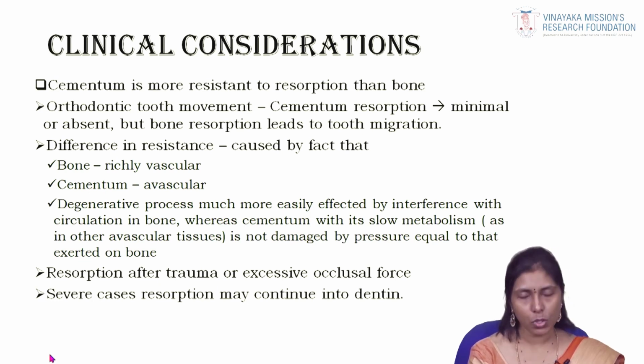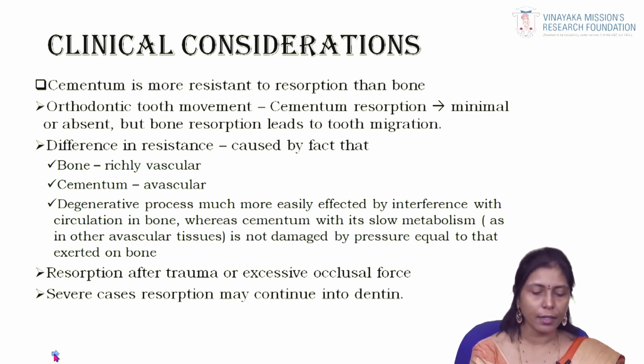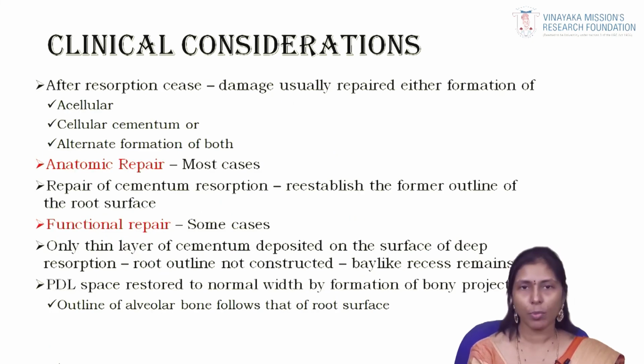Severe cases of resorption may continue to dentin. So, if there is going to be resorption, what is going to happen? It is going to be followed by repair either by formation of acellular cementum, cellular cementum, or alternate formation of acellular and cellular cementum. Repair is of two types: anatomic repair, functional repair.